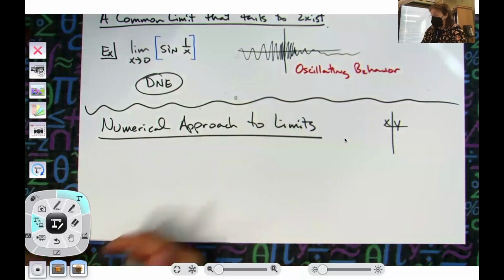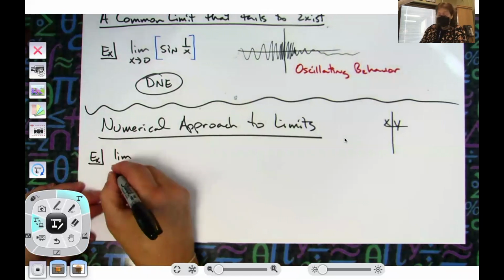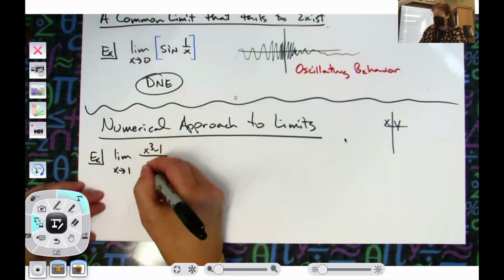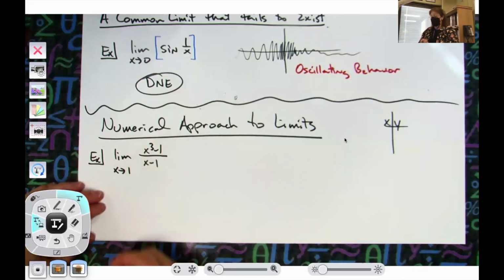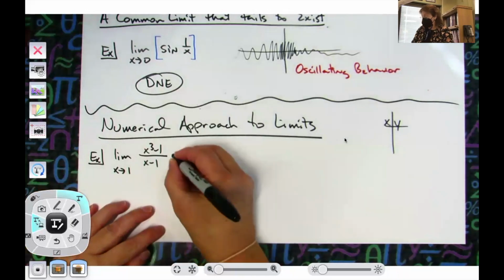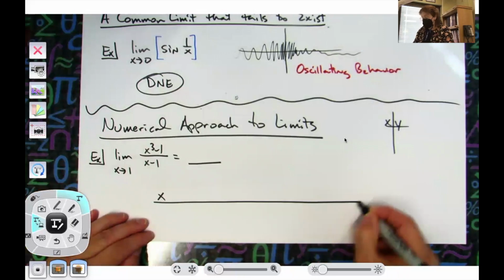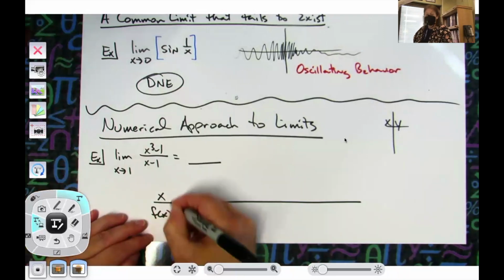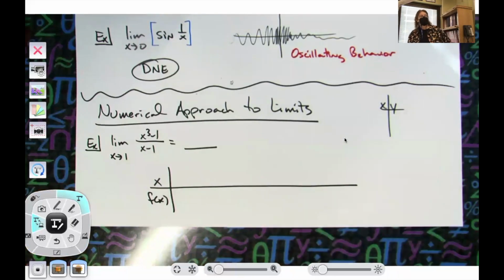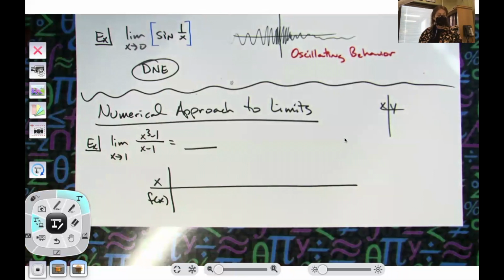So let's say I've got the limit as x approaches 1 of x to the third minus 1 all over x minus 1. What I'm going to do is make an XY table, and I'm going to call it x, f of x, same thing as xy. It doesn't make any difference. With this function notation, we're assuming the function is going to be called f of x.